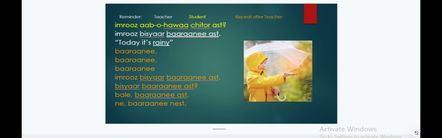It is a positive sentence, just we change the tonality of our voice. بسیار بارانی است. بله بارانی است. Yes, it is rainy. Okay, and if it is not, نه بارانی نیست. No, it is not.